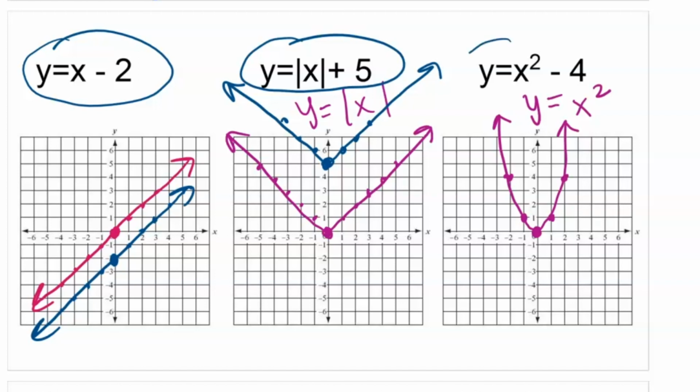Now I'm going to graph y equals x squared minus 4. So I'm just going to take the parent function and shift it down 4. Now my vertex will be down here at negative 4. And again, I go over 1, up 1 on both sides, and then over 2, up 4 on both sides. So I just took that entire shape and shifted it down 4.